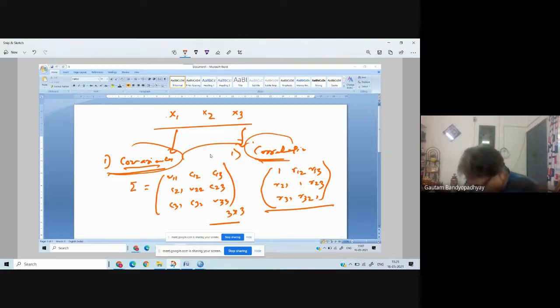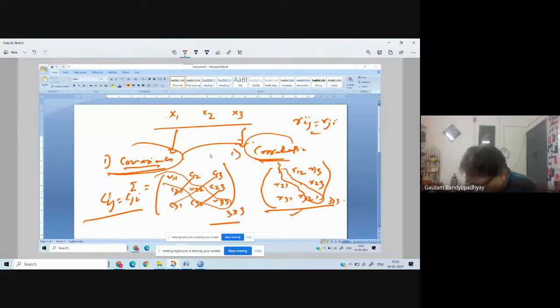Now what is the difference between covariance and correlation matrix? The covariance matrix diagonals are variances, and the off-diagonals are the covariances. The covariance matrix is also a symmetric matrix. That means Cij is equal to Cji, so C12 is equal to C21. Similarly, the correlation matrix is also symmetric, that is Rij is equal to Rji. Naturally the diagonals are all self-correlation, equal to 1. This is the 3 by 3.